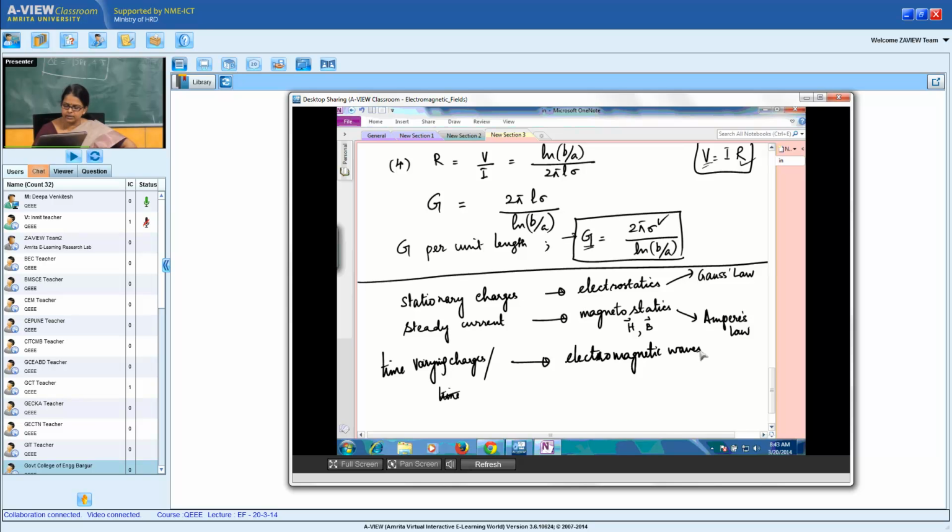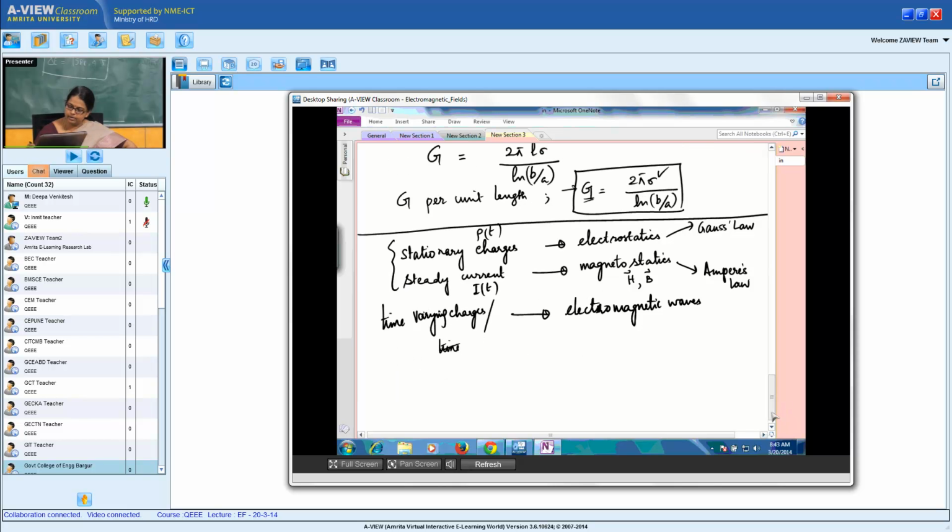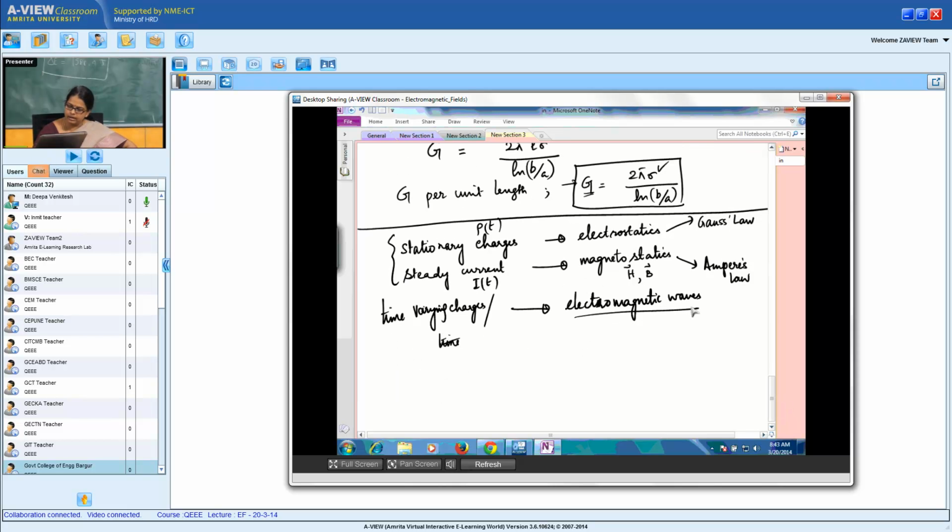So whatever Maxwell's equations dealt with until now, it was Gauss law and Amperes law essentially, dealing with stationary charges and a steady current. Now if I have current changing as a function of time, or if I have a charge which is changing as a function of time, giving rise to a current that is changing with respect to time, I have electromagnetic waves coming into the picture.